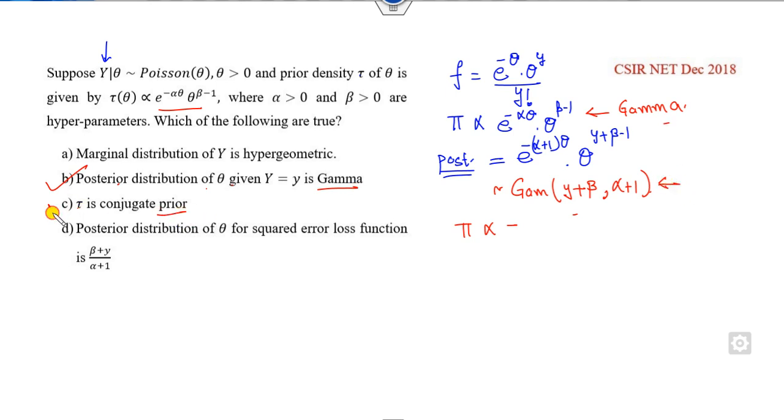It means it is a prior, correct. What is the meaning of the squared loss error? You have to find the mean. What is the mean of the gamma distribution? Alpha, the first term, divided by the second term. So you can see this is also the correct answer.